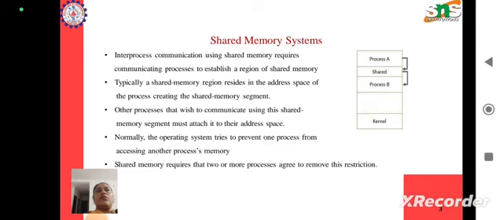Those were some of the important points that we need to remember about the shared memory system. The region of shared memory is created by the process initiating the communication, and remember that the operating system itself does not interfere in creating the region of shared memory. Where the region of memory has to be created should be decided by the processes that are going to communicate with each other. So this is about shared memory.